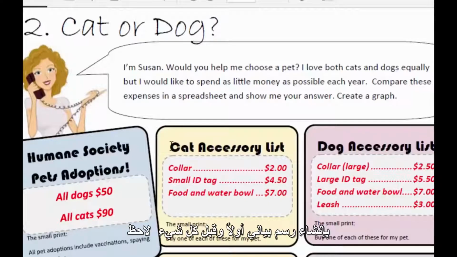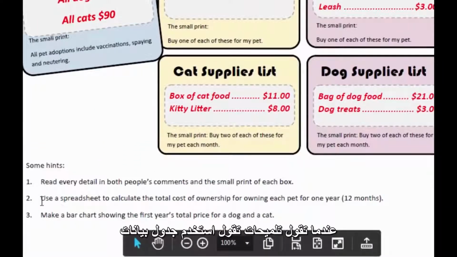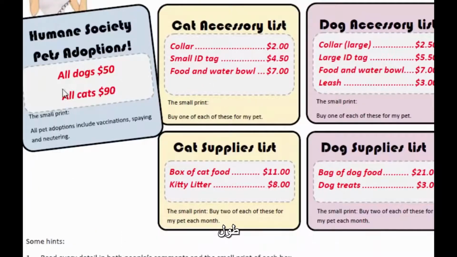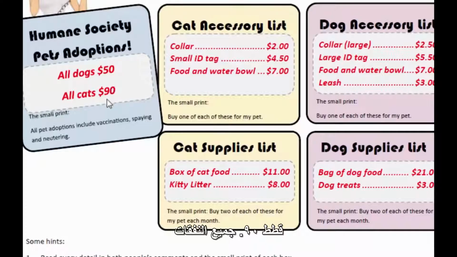Create a graph." First of all, notice that she's talking about a year. And so at the bottom down here when it says hints, it says use a spreadsheet to calculate the total cost of ownership for owning a pet for 1 year. So we'll just assume 1 year is the length of our expenses. Pet options. Dogs are 50, cats are 90. All expenses include all of the vaccinations, spaying, and neutering.